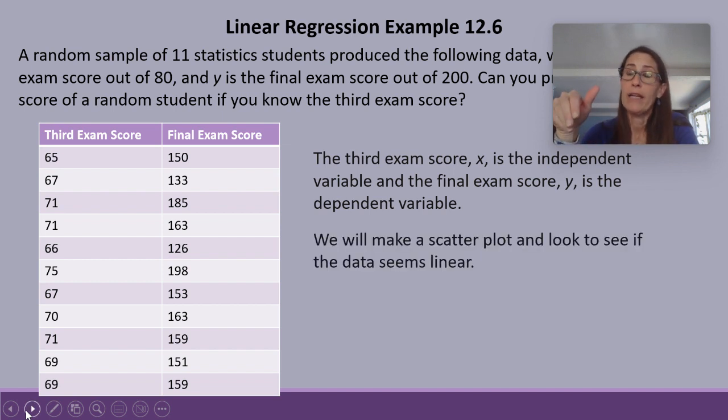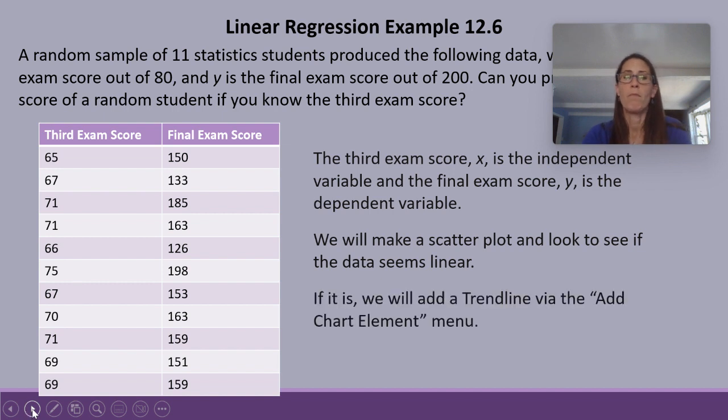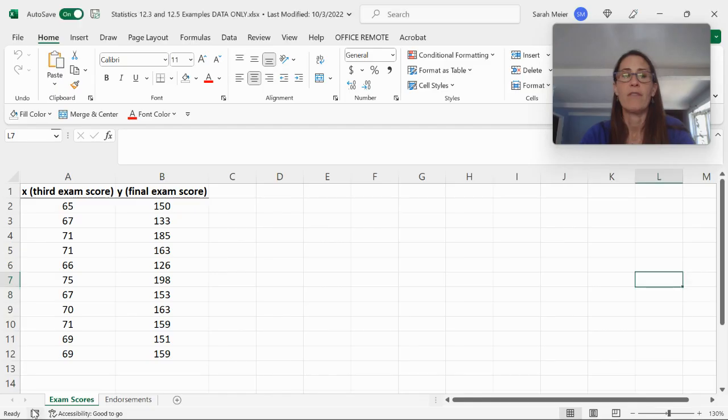We're going to make a scatter plot in Excel, and we're going to look to see if the data seems linear. And if it is, we're going to add a trend line using the Add Chart Element menu. So open up the Excel sheet in Canvas. Our first tab here is exam scores. Again, remember when we're making a scatter plot, we want to have our X's, what we think is our independent variable, in the left-hand column, and our dependent values in the right-hand column.